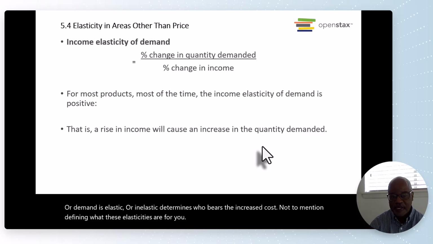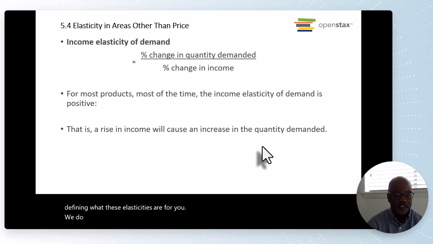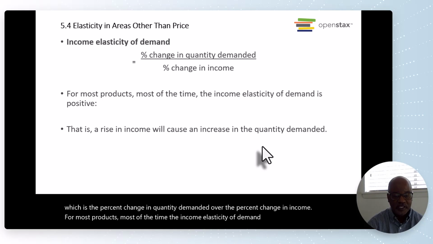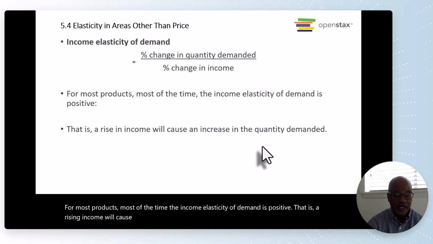We do have elasticities in areas other than price. So we have income elasticity of demand, which is the percent change in quantity demanded over the percent change in income. For most products, most of the time, income elasticity of demand is positive. That is, a rising income will cause an increase in quantity demanded, something that we talked about in the supply and demand chapter.